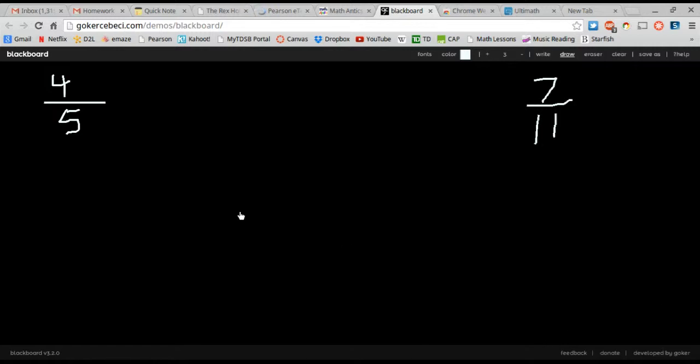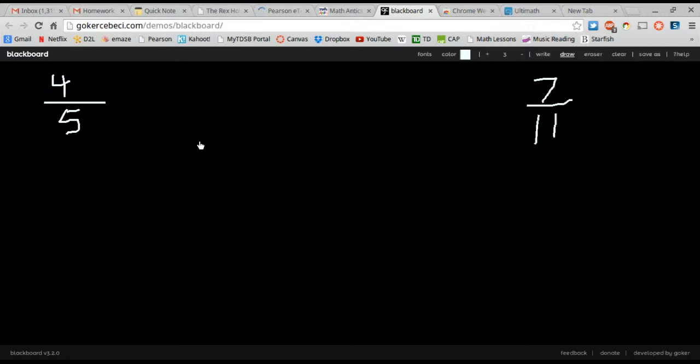So what we've got going on here, guys, is 4/5 over here and 7/11. We want to compare which one is bigger. So we have to get the bottom number, called the denominator, to be the same, because right now we don't know which one's bigger or smaller since they have different denominators. Just remember, guys, the top number is called the numerator, and the bottom number is called the denominator in a fraction.